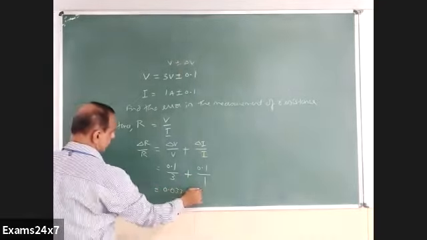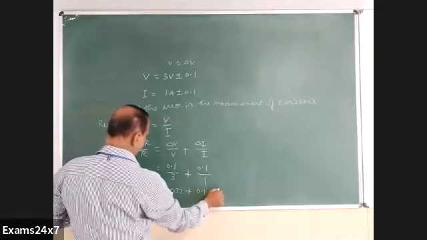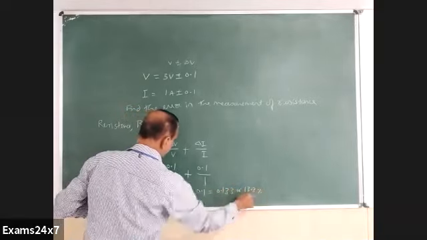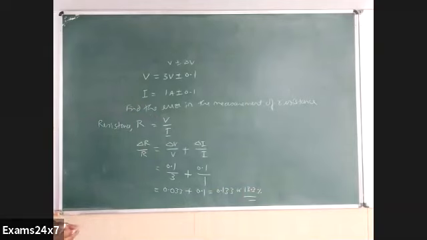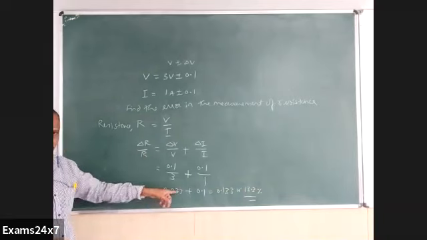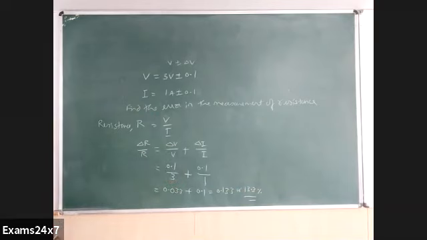0.033 plus 0.1 itself, ultimately becoming 0.133 or 13.3%. You can take it as 13%. That is the error in the measurement of resistance. Is that correct? 1 by 3 is 0.33. So 0.1, I am putting 10 here, 0.033, and 0.1 by 1, that is 0.1 itself. Adding, we get 0.133 or 13.3% is the error in the measurement of resistance. Clear?